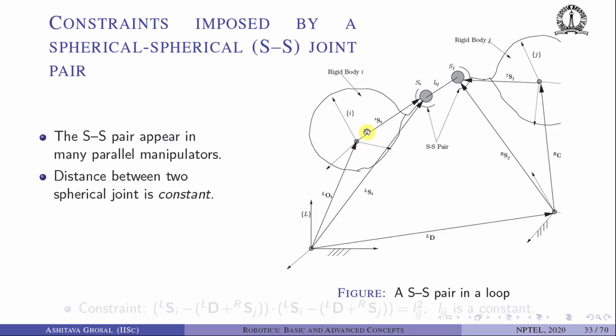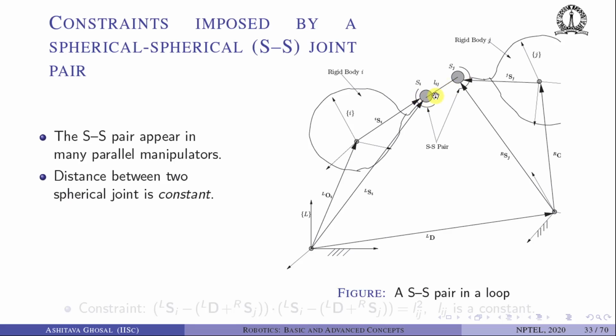In many parallel robots, we'll come across this SS pair. What is an SS pair? Basically, we have a rigid body I and a rigid body J, connected by one S joint attached to rigid body I, another S joint attached to rigid body J, and in between there is a link, another rigid body of length Lij. This happens very often, so it is worthwhile to see what constraint is generated by an SS pair. The basic idea is that the distance between these two spherical joints is constant.